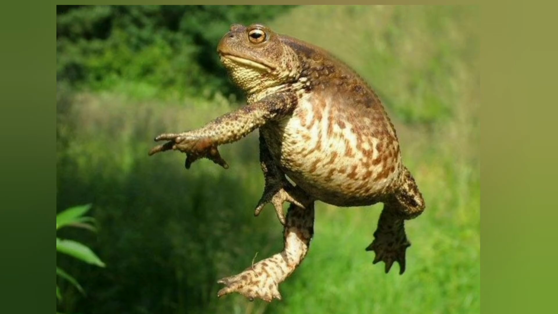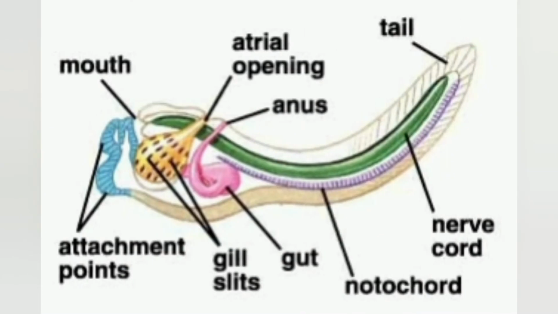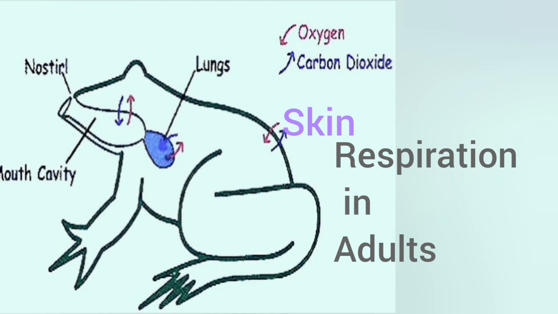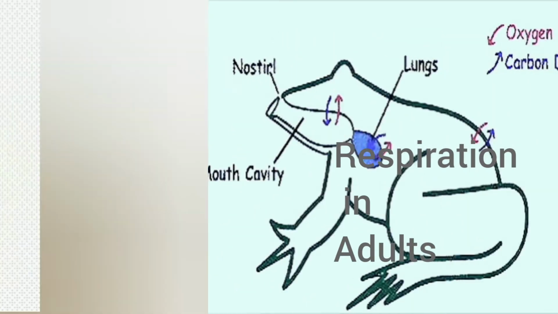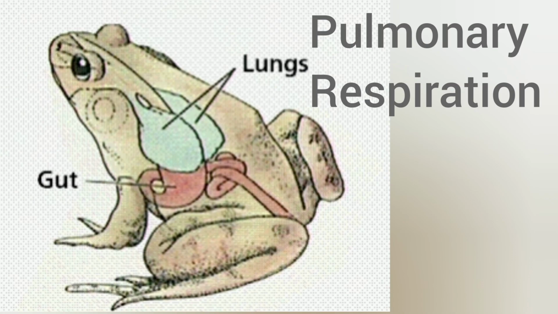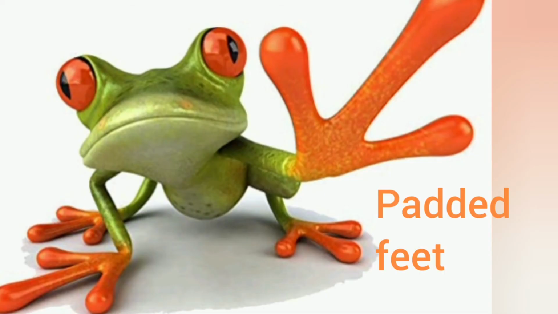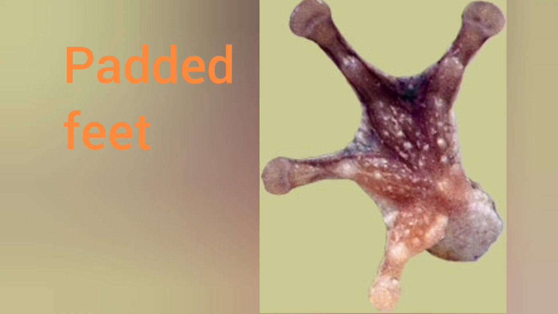The respiration in the tadpole stage is through gills. But in adults, they have cutaneous respiration, that is respiration through skin, as well as pulmonary respiration through lungs. They have webbed feet, which are meant for adaptation in water for swimming.